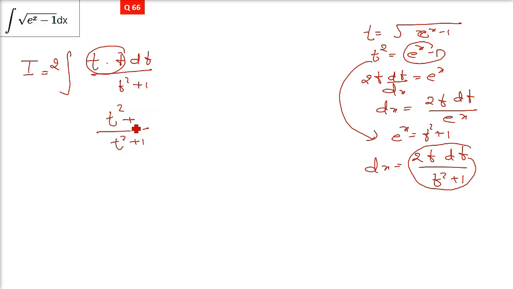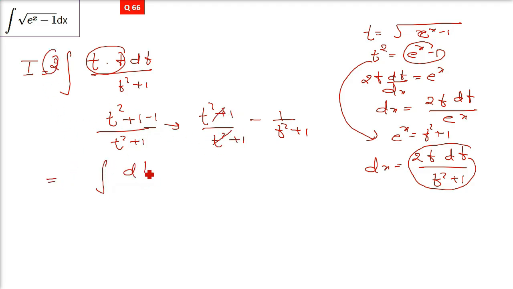So we'll add a 1 and subtract a 1 just to get the two terms which can be integrated easily. So this will be t square plus 1 by t square plus 1 minus 1 by t square plus 1. So this is going to be 1. We are going to deal this 2 later. This is integration of dt minus integration of 1 by t square plus 1 dt. So the direct integration is feasible here. Dt will be t. 1 by 1 plus x square is tan inverse x. So it will be tan inverse t plus constant of integration.